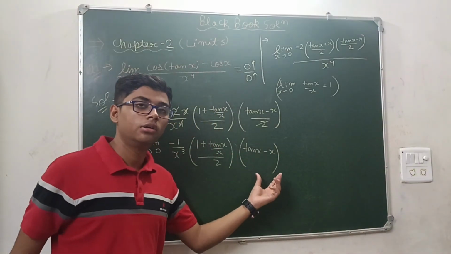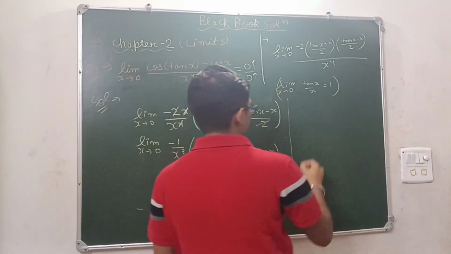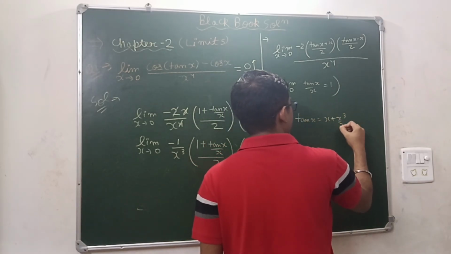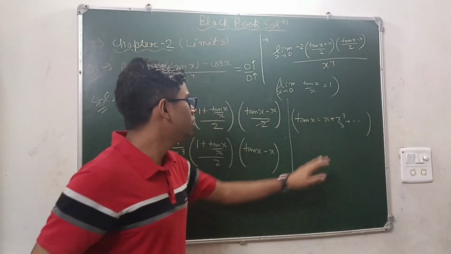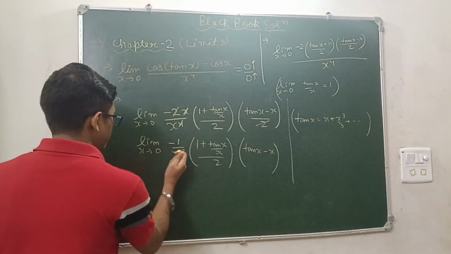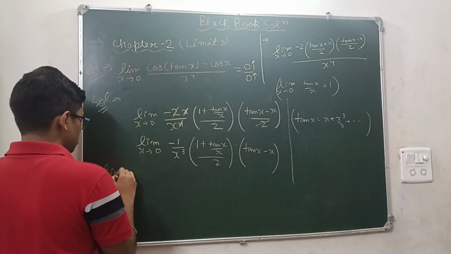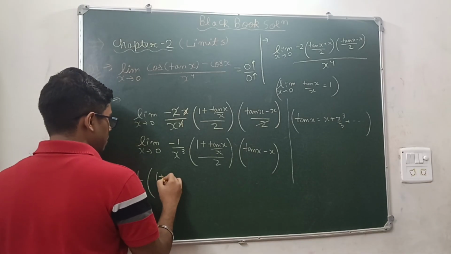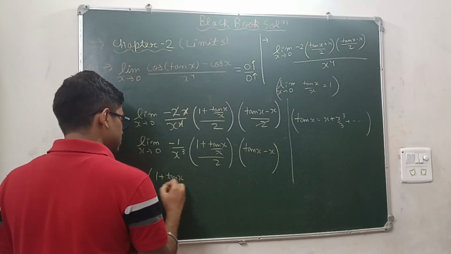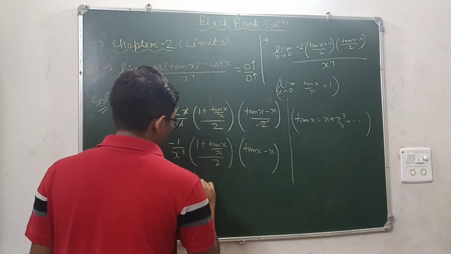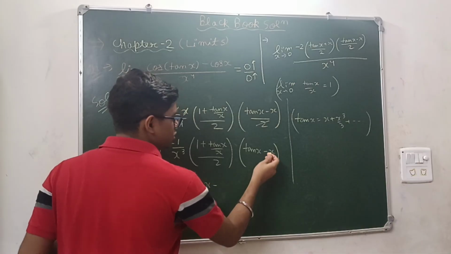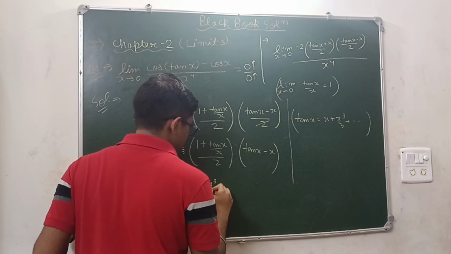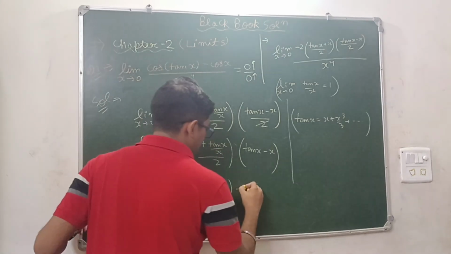Now what will you do here? You can use the Taylor series expansion. You will know the expansion of tan x. It is x plus x cube by 3 and so on. You can remember up to this only because we don't need further. Okay. So now see what will you do here. Now limit x tends to 0 minus 1 by x cube, 1 plus tan x by x upon 2 and tan x minus, you have substituted now the Taylor expansion, x plus x cube by 3 and so on, minus x.